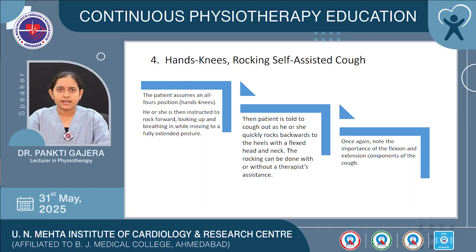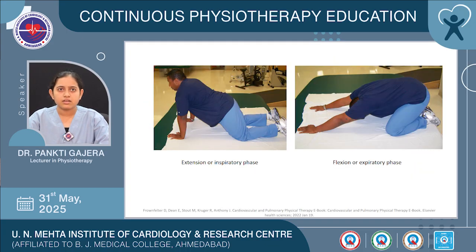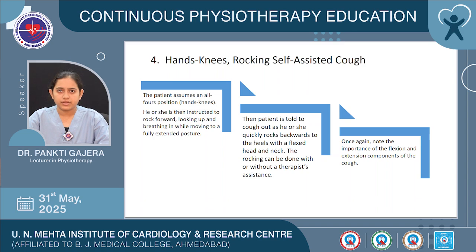The fourth technique is hands-knees rocking self-assisted cough. In this, the patient assumes an all-four position on hands and knees. So, this is the position for the patient. He or she is then instructed to rock forward, looking up and breathing in while moving to a fully extended posture. Then the patient is told to cough out as he or she quickly rocks backward to the heels with a flexed head and neck. The rocking can be done with or without therapist assistance.